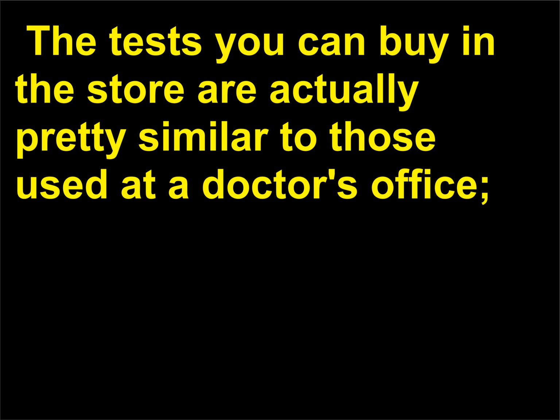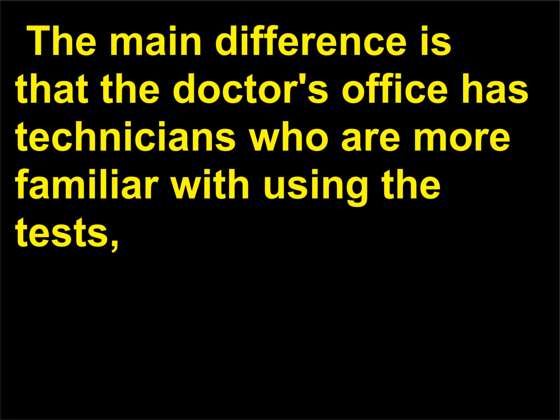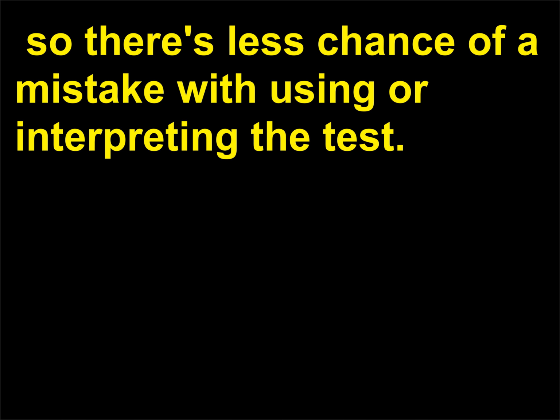The tests you can buy in the store are actually pretty similar to those used at a doctor's office. Both are based on HCG binding to a chemical indicator that changes color. The main difference is that the doctor's office has technicians who are more familiar with using the tests, so there's less chance of a mistake with using or interpreting the test.